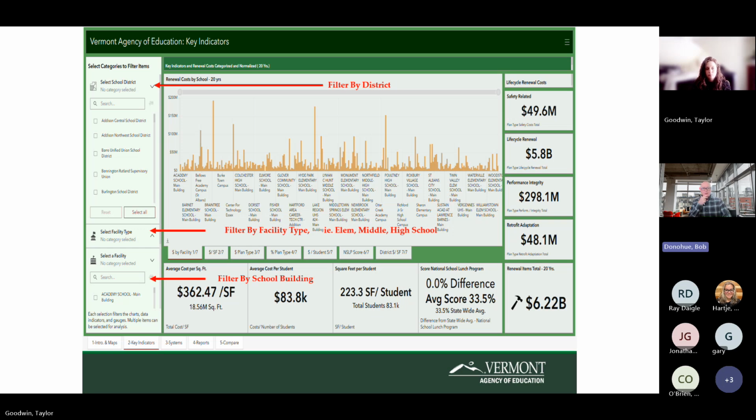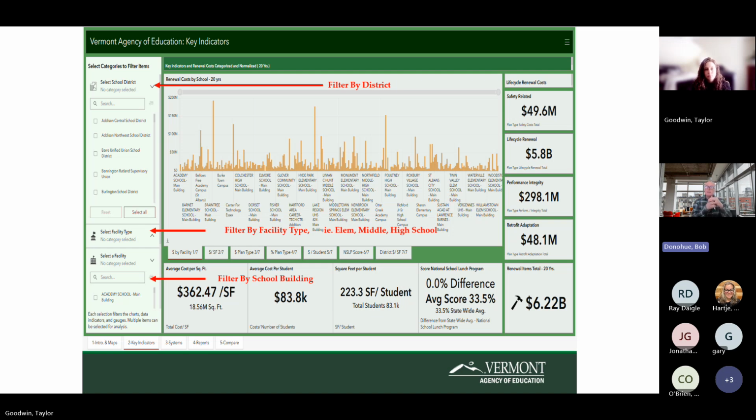So this is the key indicator slide. Here you'll have the same kind of filtering section over on the left, the hamburger menu up on the right. And this also has the subtabs where we now start to get into more of the nitty-gritty costs of individual schools, individual school districts, individual school types. And this is where we start to see the life cycle renewal cost.